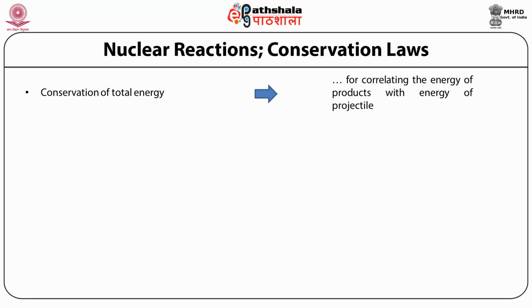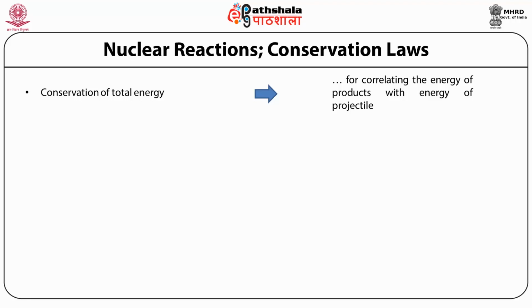Nuclear reaction conservation laws. In the previous slide, we have understood how a nuclear reaction is produced. In this slide, we are going to study the conditions under which nuclear reactions happen. Whenever nuclear reactions happen, they are basically guided by various conservation laws, and the output also depends upon the conservation laws. What are the conservation laws that need to be satisfied?